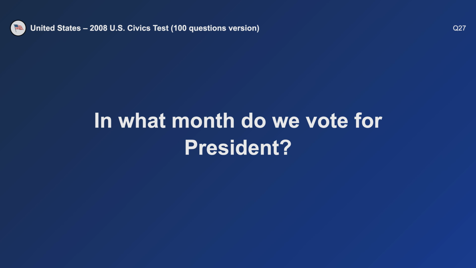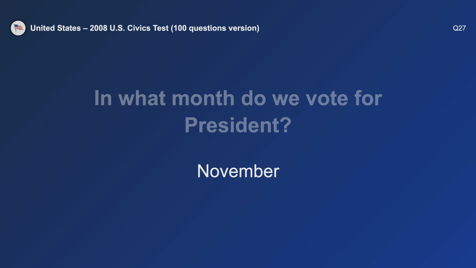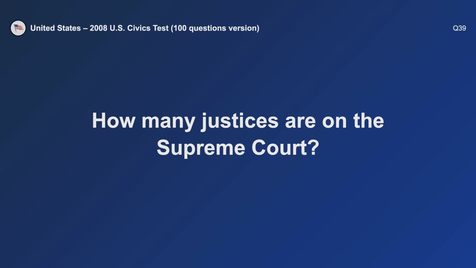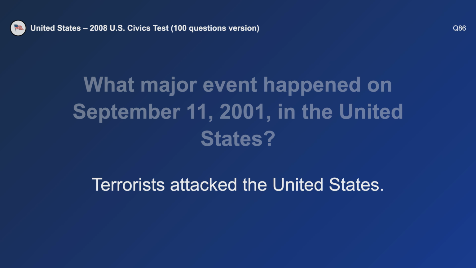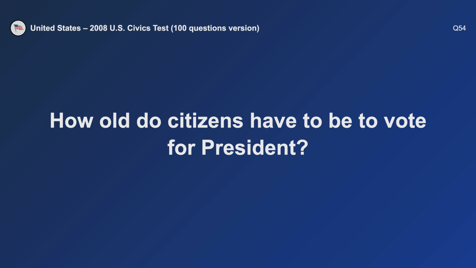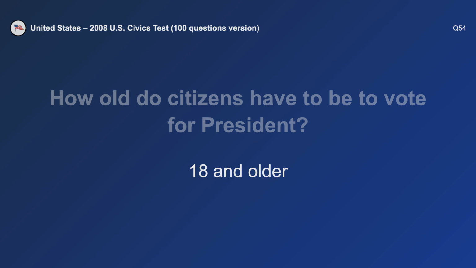In what month do we vote for president? November. How many justices are on the Supreme Court? 9. What major event happened on September 11th, 2001 in the United States? Terrorists attacked the United States. How old do citizens have to be to vote for president? 18 and older.